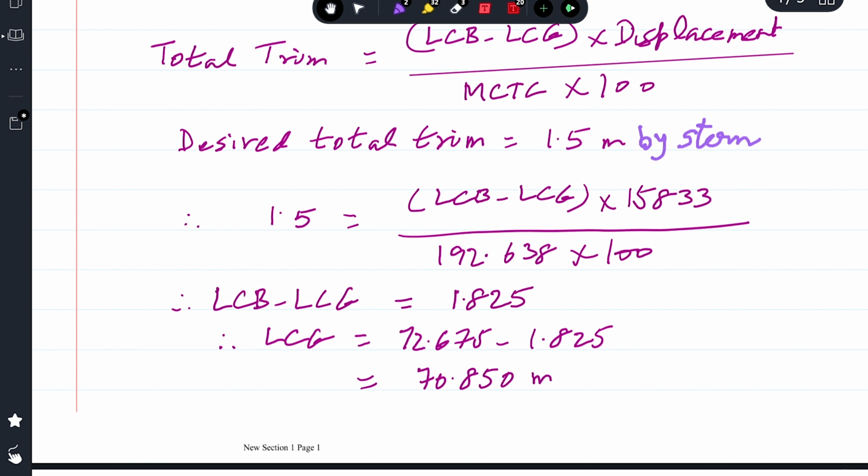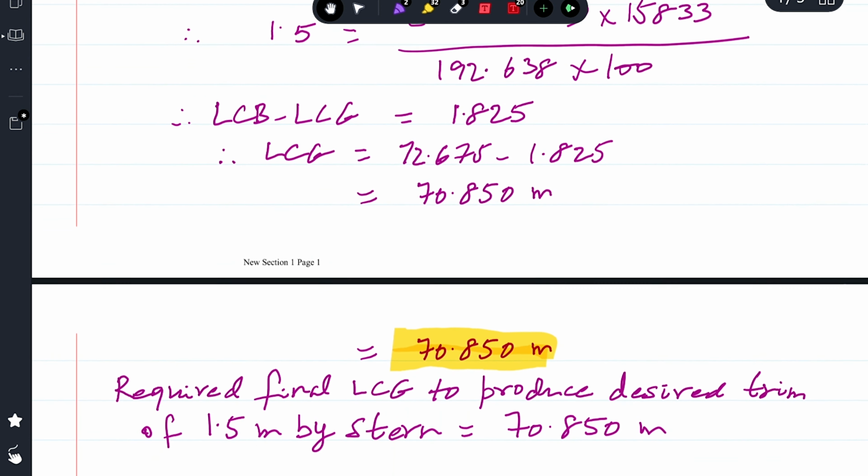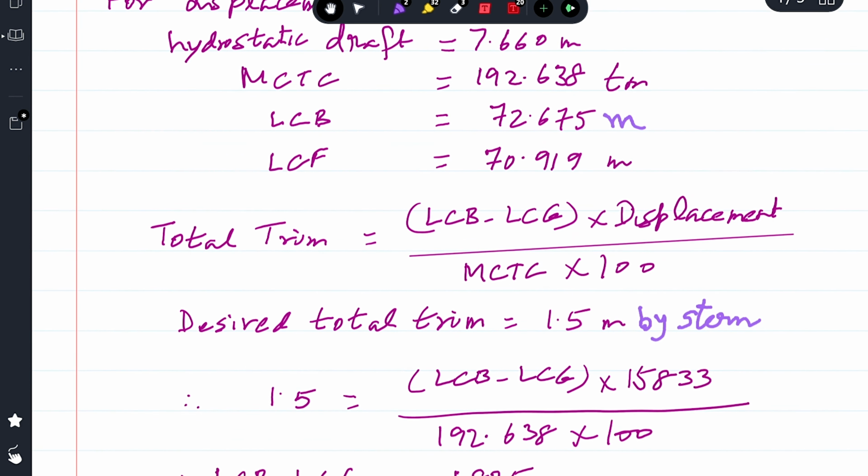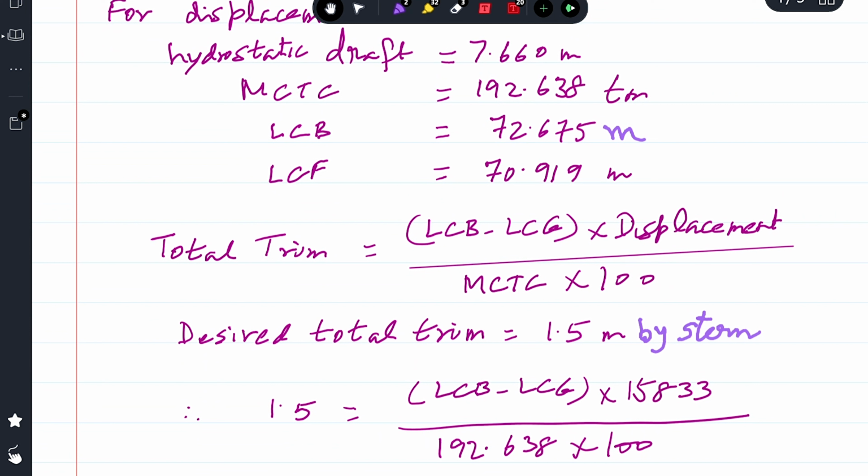This is the final LCG after discharging cargo. So this must be my final LCG in order to produce the desired trim of 1.5 meters by stern. The vessel's final LCG should be 70.850 because here I have used all final condition parameters: final trim, final LCB, final displacement, and final MCTC for the final condition.